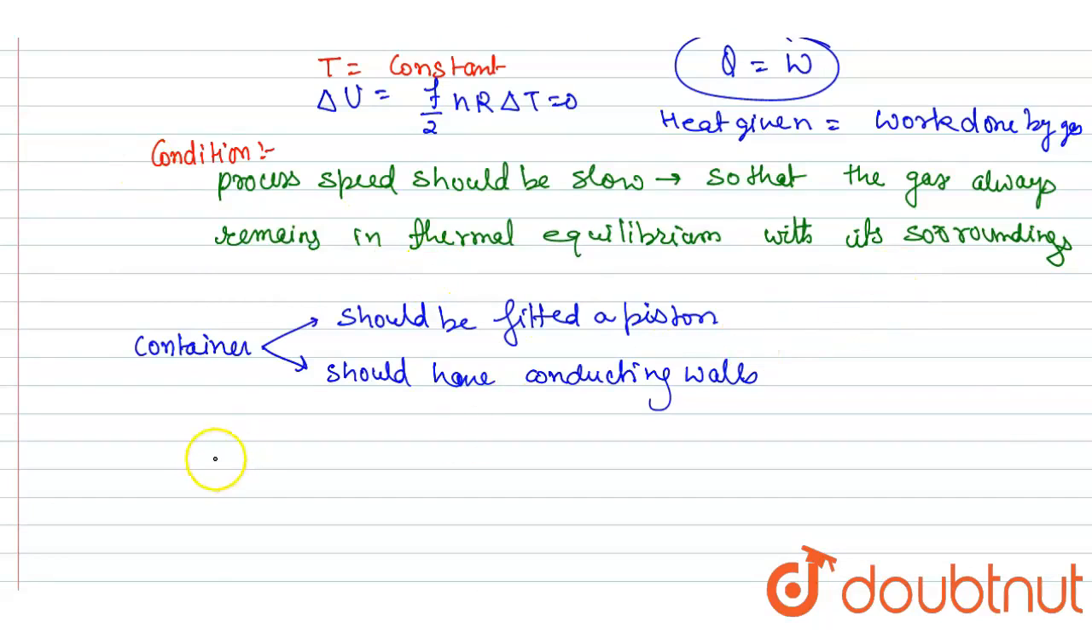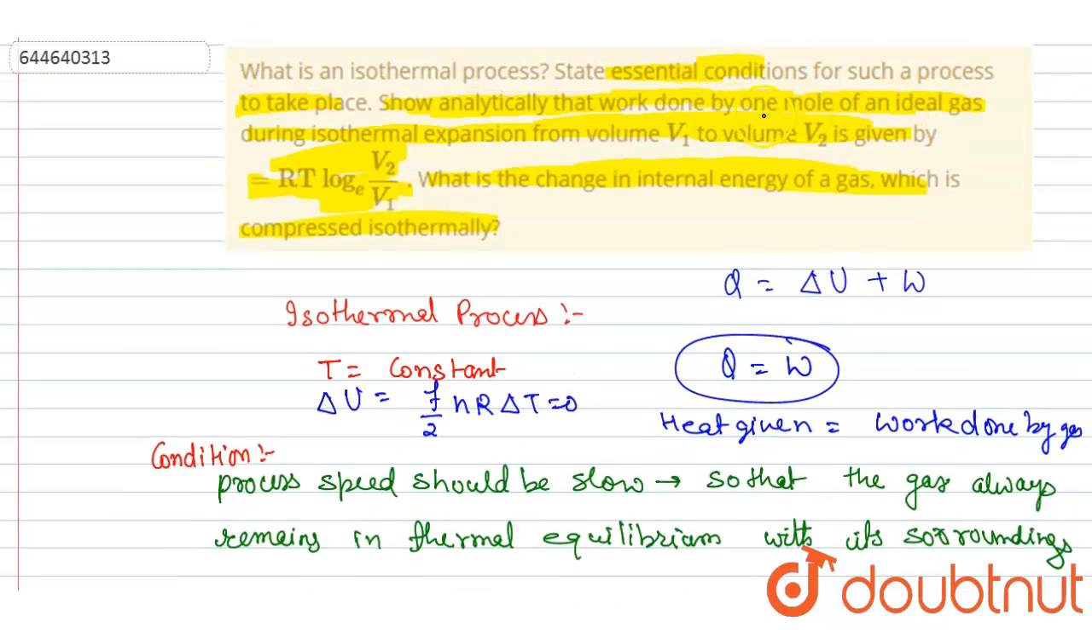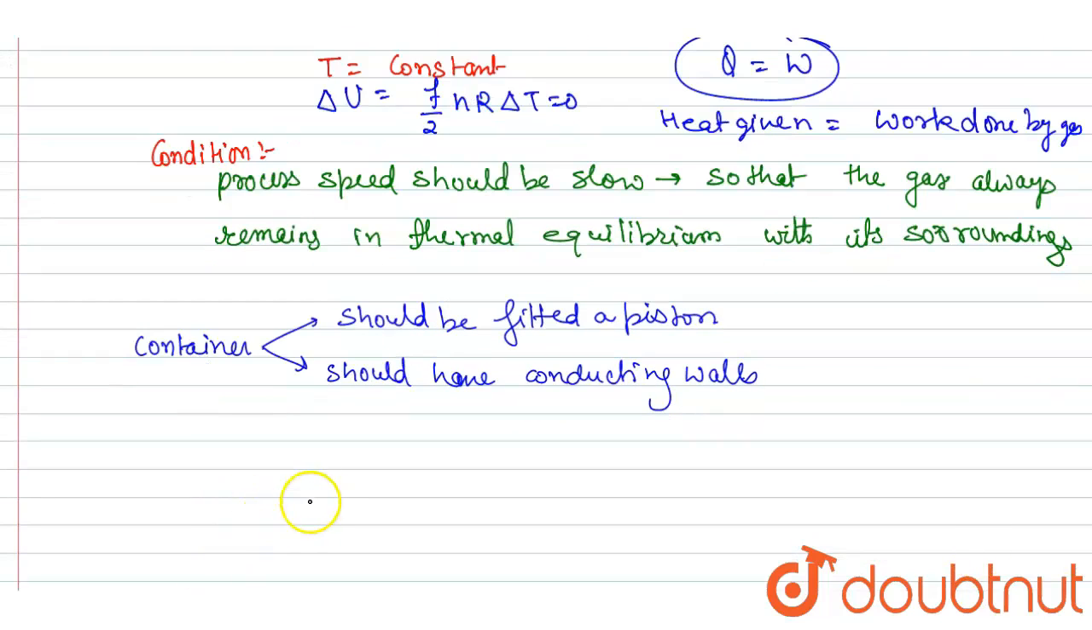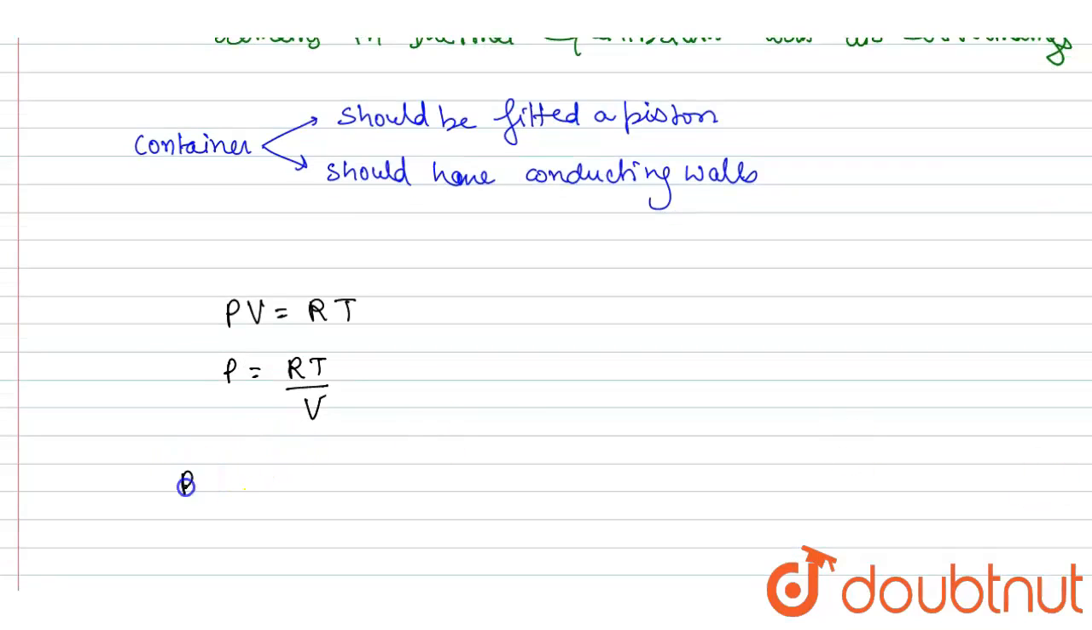And for the work done by the gas, we want the expression for work done by 1 mole of an ideal gas during isothermal expansion. We know that in an isothermal process the temperature remains constant and there is 1 mole only. So we can write PV equals RT, and from here P equals RT by V. We know that the small work done, P dV, equals RT by V dV, and by integrating it you will get the work done.